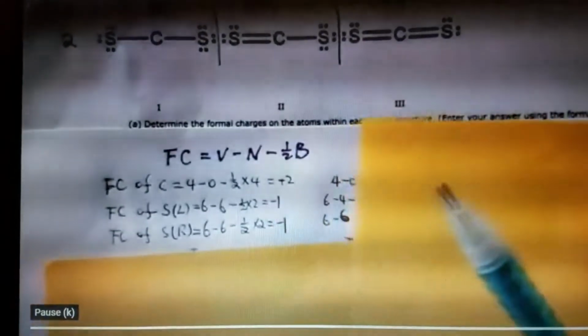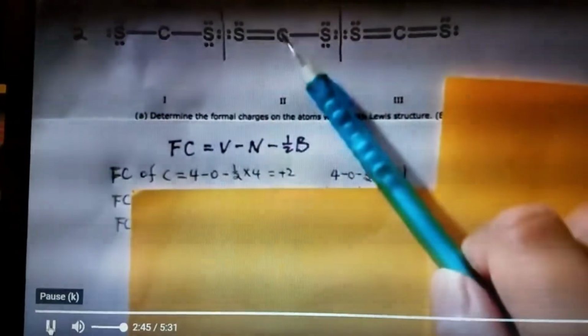Okay, so let's do the same for structure 2. Okay, first one is also for carbon. So for valence electrons subtracted by no non-bonding electrons, and the bonding electrons, that's 2, 4, 6. Okay, then times 1/2, that gives us positive 1. That's for carbon.